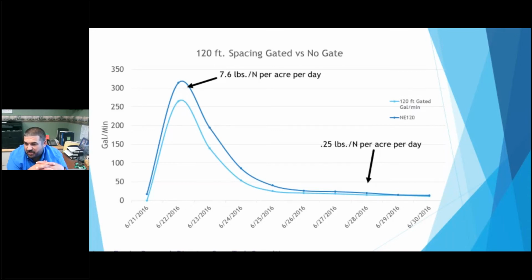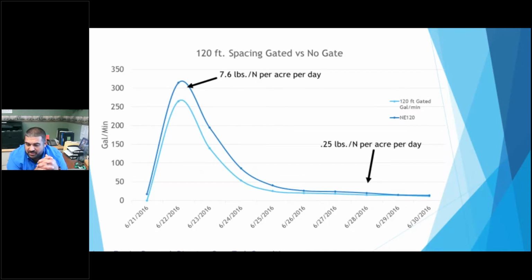But within 2 or 3 days, our flow rate was low enough that we were down to less than half a pound, a quarter of a pound a day. So a lot of our loss, at least on this farm, is happening on the front end of those big rain events, that first push coming out the gate.